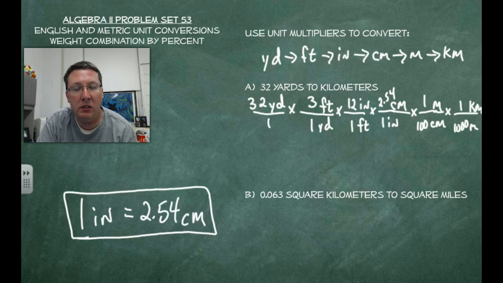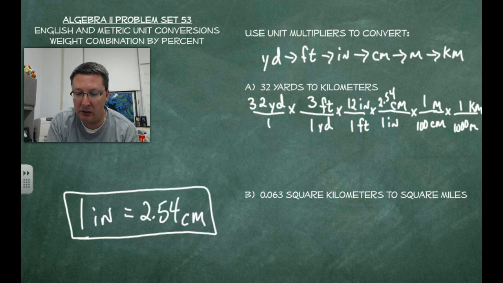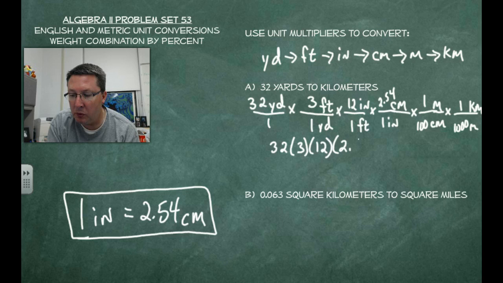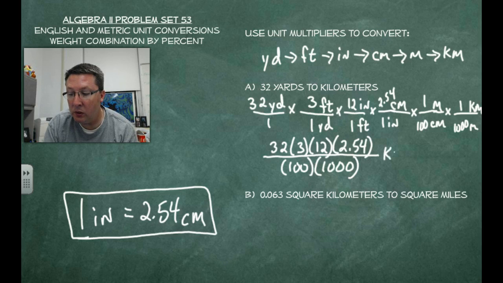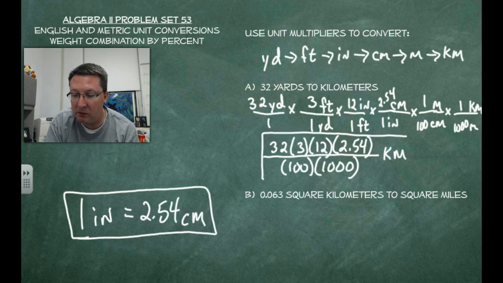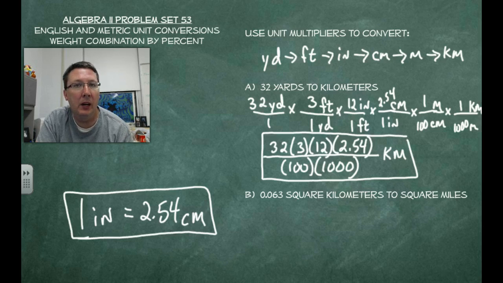Now we can write these a little simpler, making this one big fraction and multiplying the things together across the top: 32 times 3 times 12 times 2.54. I can leave off the ones because multiplying by 1 doesn't change anything. On the bottom I have several ones until I get over to the 100 centimeters and 1,000 meters. My final units on this were kilometers, so this is my simplified answer. You don't have to multiply it out and divide it all out to a big decimal or a big number. Just write it like this and that's good enough.